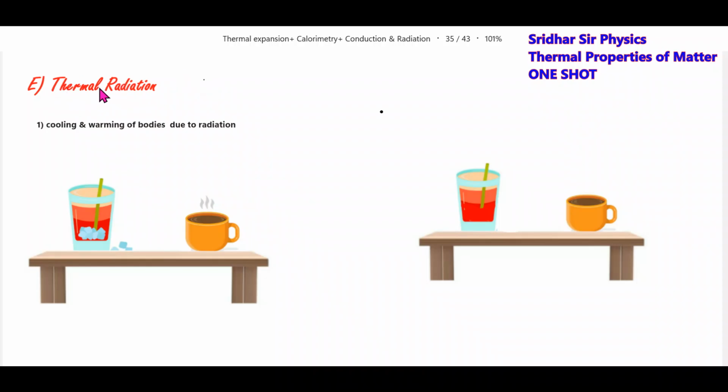Okay kids, the next topic we have is thermal radiation. A very small topic and very important for Mains as well as Advanced. Purely simple formula-based questions will be asked. So first we'll discuss thermal radiation.